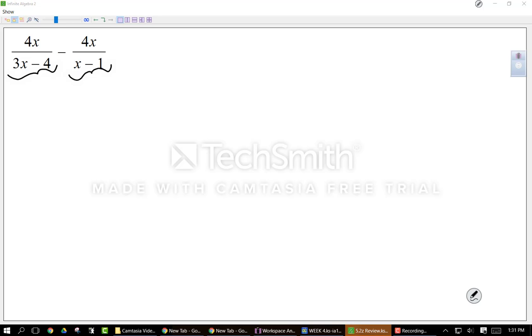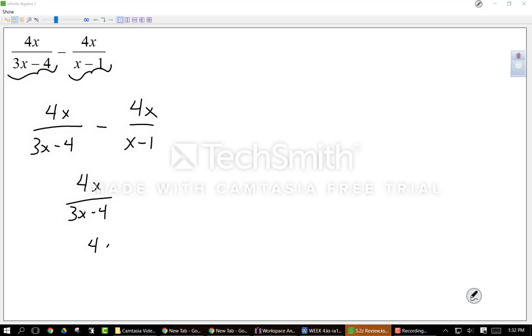That's the smallest it could go because 3 cannot go into 4. So my fractions are 4x over 3x minus 4 minus 4x over x minus 1. I can't do anything with it, but I do need common denominators. So I have 4x over 3x minus 4 and then 4x over x minus 1. I need common denominators. You'll notice that both of these are binomials. Are they the same? No. So that means we need both of them in my denominator.